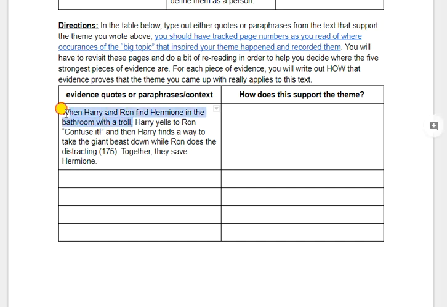Okay, so that's the context part. So up here where it says evidence quotes or paraphrases / context, I'm going to give a little bit of context for the quote. If I had just dropped the quote, which is simply these words here, "confuse it," well, that would confuse me, okay? That would confuse everybody. You have to have context, okay? So I am explaining here with context that when Harry and Ron find Hermione in the bathroom with a troll, Harry yells to Ron, "confuse it," and then Harry finds a way to take the giant beast down while Ron does the distracting. Together they save Hermione.